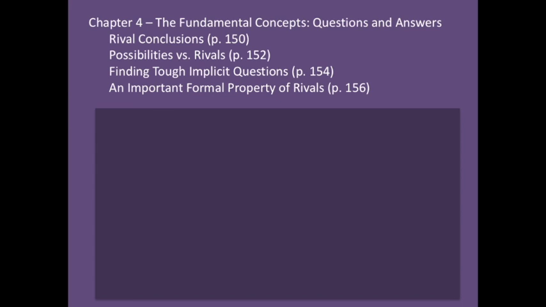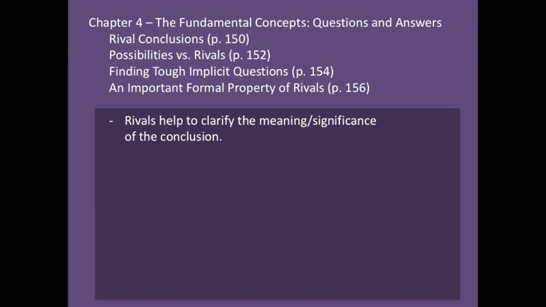And rival conclusions really are extremely powerful and useful as tools for understanding arguments and reasoning. We don't have time to go through all of the different details in these videos, but I'll highlight some of the main points, and you should go through the text and the exercises in order to understand fully how to use these tools. So rivals do a number of different jobs. Number one, rivals help us to clarify the meaning or significance of the conclusion. Understanding what is not the conclusion actually helps us to better understand what the conclusion is.